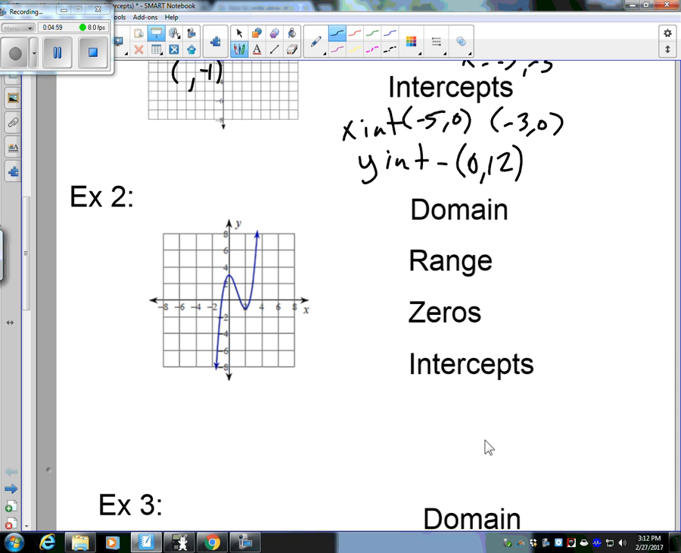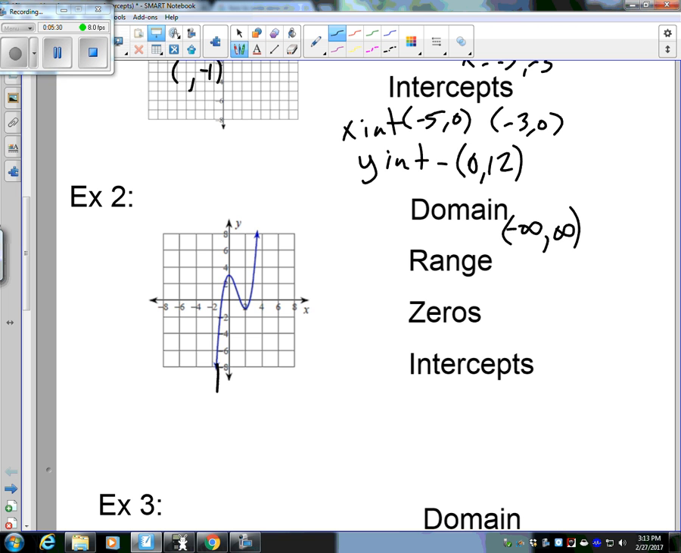All right, example 2. Domain. So domain is the x values, so this is coming from the left, which is continuous from the left, so it's negative infinity, and it'll continue on to the right to infinity. So again, the domain is negative infinity to infinity.